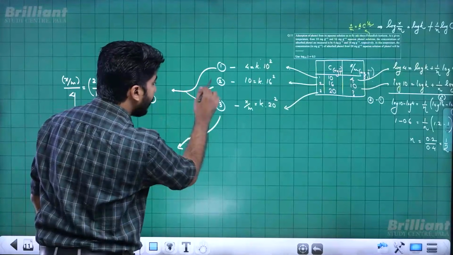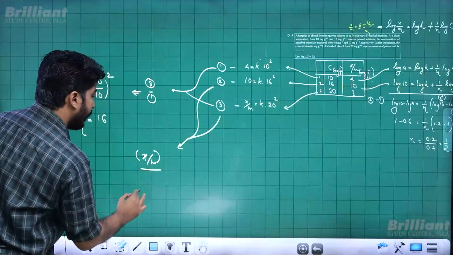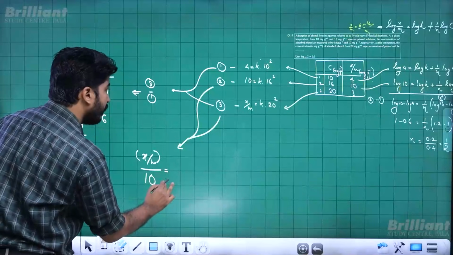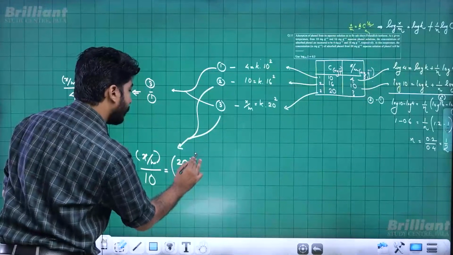And if you use the second and third rows, in that case, x by m divided by 10 is going to be 20 squared divided by 16 squared.